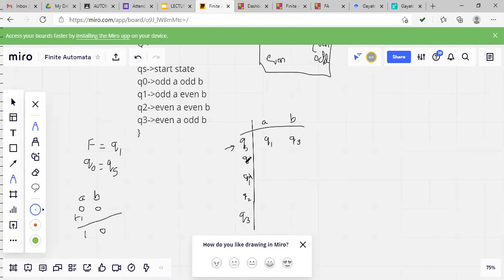What is Q0? Q0 is odd, odd. I'll write here the conventions that we have taken. Q0 is odd, odd. Q1 is odd, even. I'll take the left hand side as A and right hand side as B. This is A, this is B: number of A's and number of B's. This is EE. Just to make you understand easily, I have taken this. I'm sorry, this is EE, not OE. This is EE.